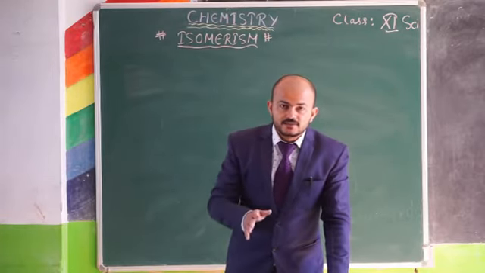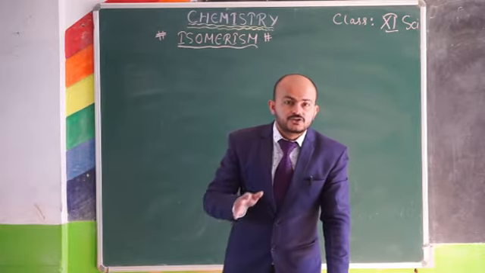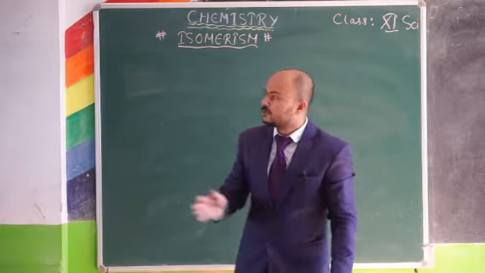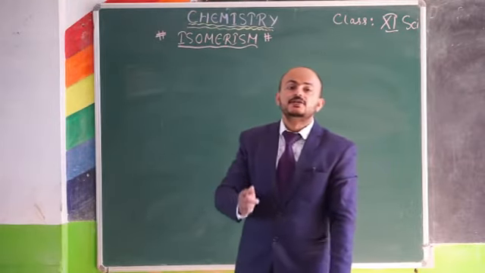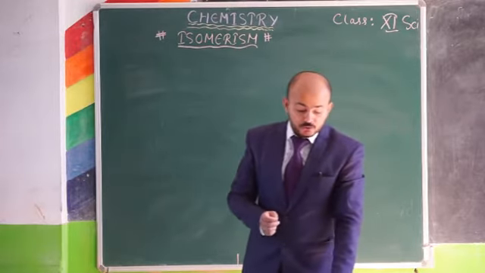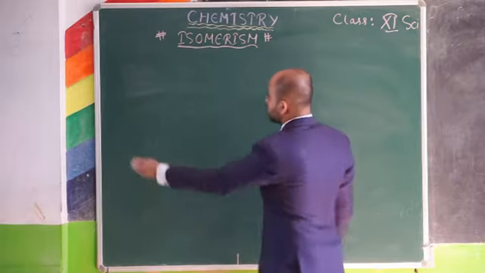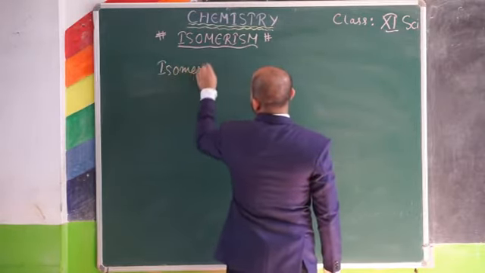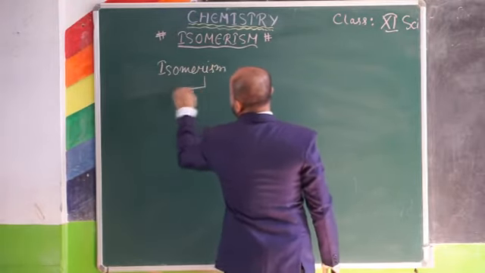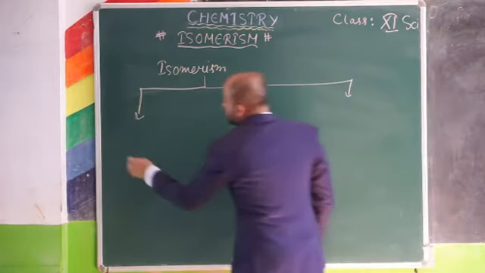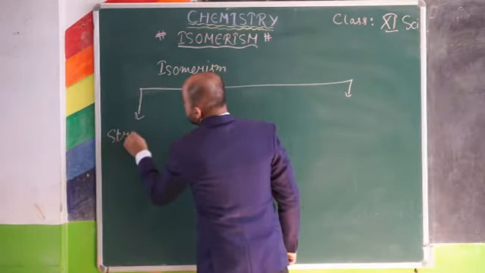In class 10, we discussed chain isomerism and position isomerism. I hope you still remember it. If you don't remember it, today we will be discussing isomerism in more detail. Please listen carefully. Isomerism is broadly classified into two categories. The first is structural isomerism.